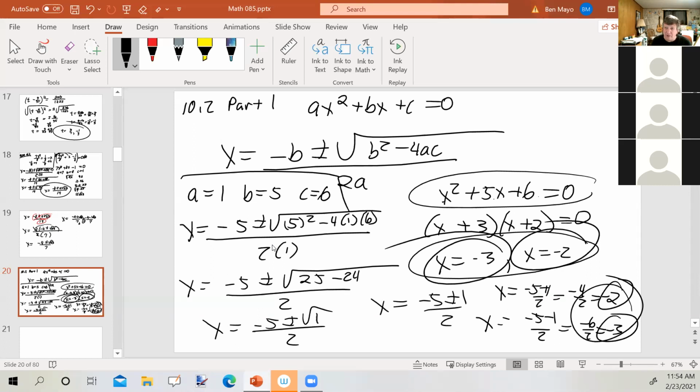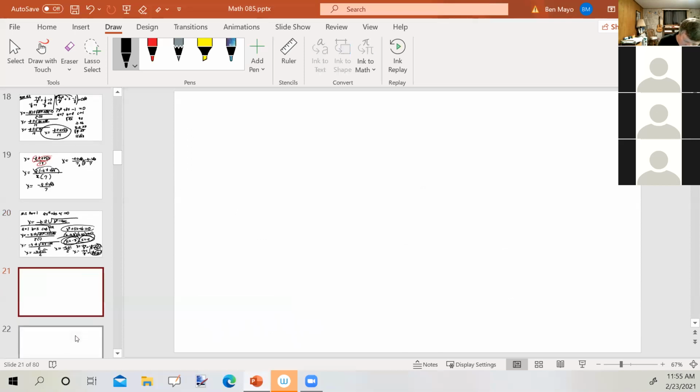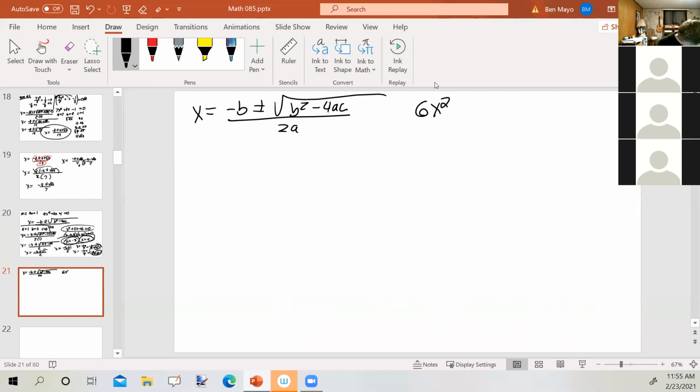Now I'm going to slow way down, take some more complicated equations, and solve them using the quadratic formula. Okay? So x equals -b plus or minus the square root of b squared minus 4ac all over 2a. That's what we're going to use. Let me put on my glasses here. Let's say we have this equation. 6x squared minus x minus 1 equals 0.